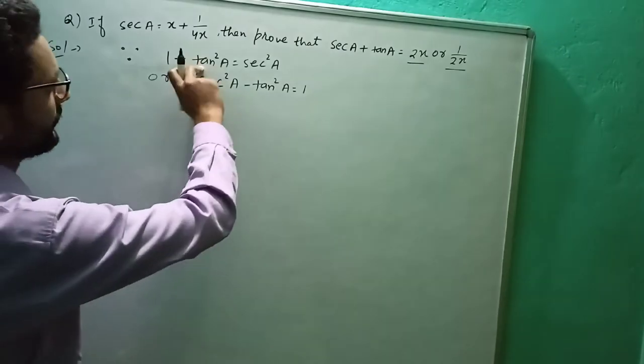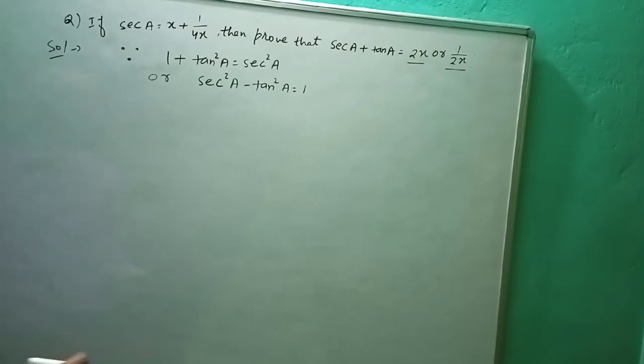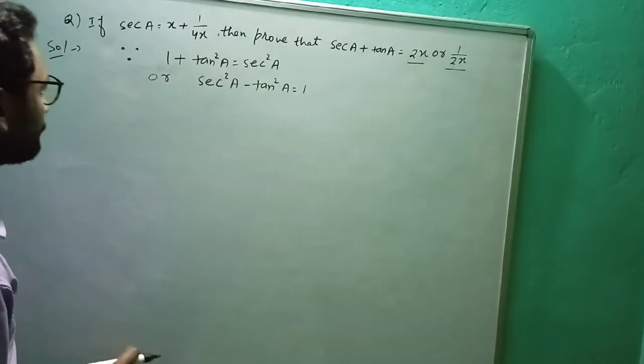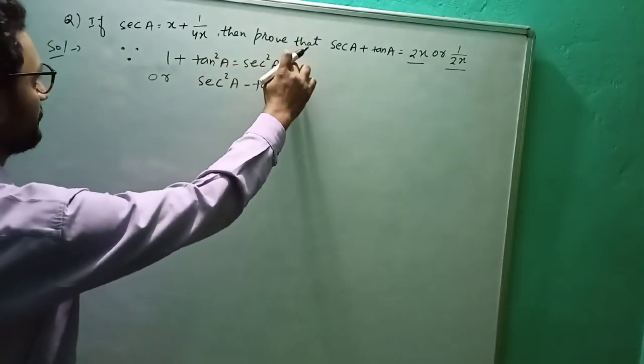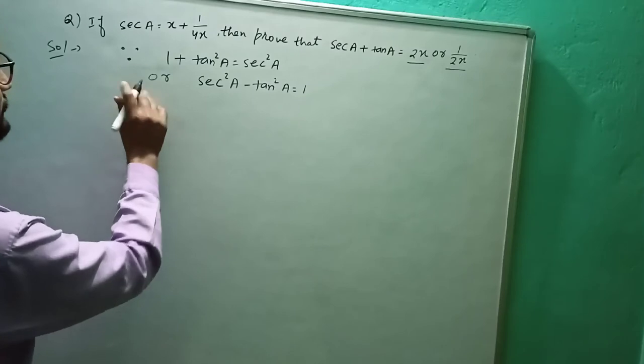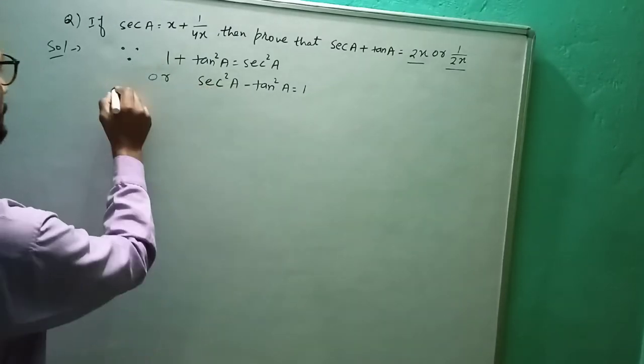If I transport tan square to the right, I get 1 equals sec square A minus tan square A. So basically they are just equivalent to each other, but we sometimes remember it in this fashion or sometimes in this way. So now substitute the value of sec A in this expression.